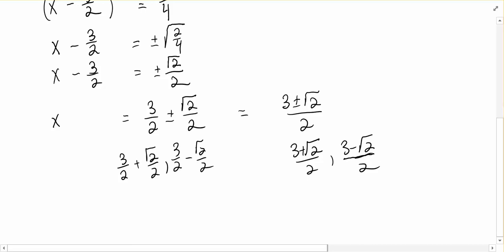Either version is correct. It's a matter of do you want to write as two separate fractions or one fraction with a big numerator. But either way, they mean the same thing.